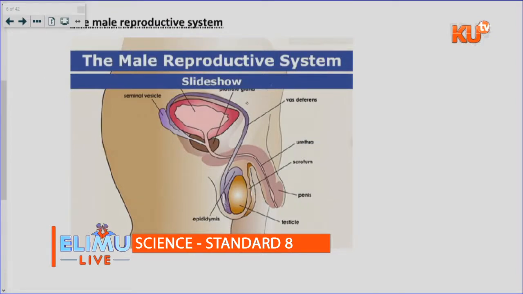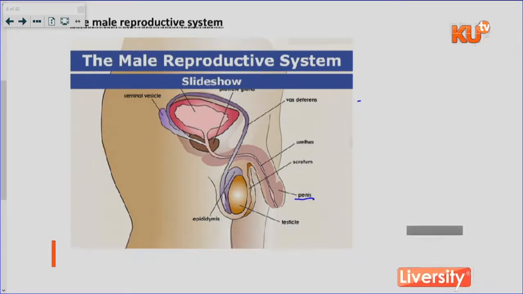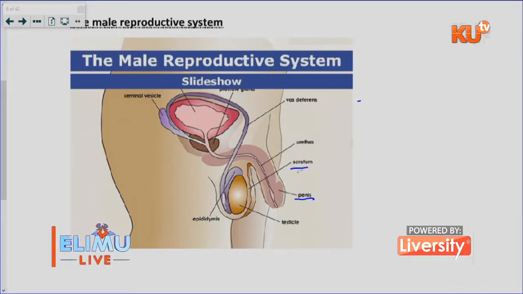So this is the penis. I want you to look at the diagram. This is the penis here. So we also have the scrotum. This is the scrotum, and the part of the scrotum is right here, you can see. So we have the vas deferens, which the other name is sperm duct. We also have the urethra. You can see the urethra here.